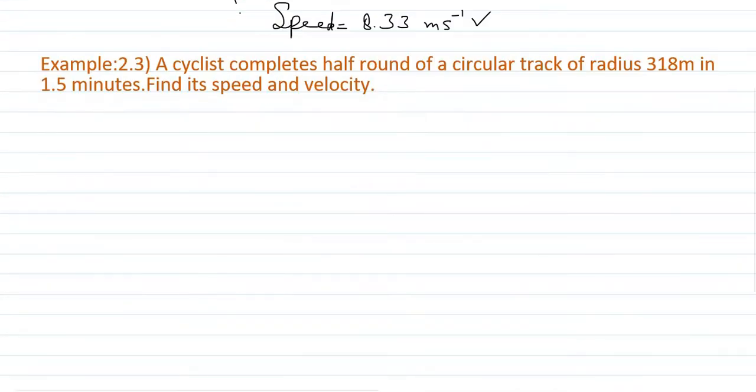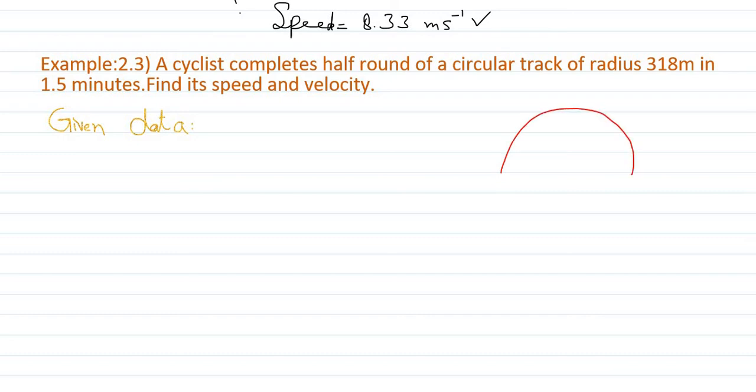Now we are solving example 2.3. As in the previous example 2.2, first of all we write the given data, so I write here given data. Here the given data is: a cyclist completes half round of a circular track. You have a circular track, but a cyclist completes only half round, so I make a half circle here.